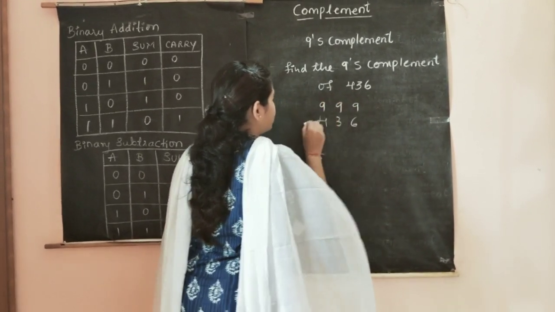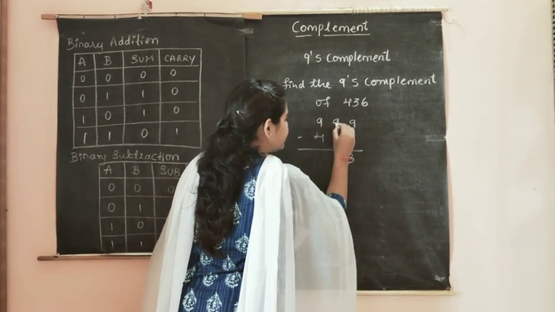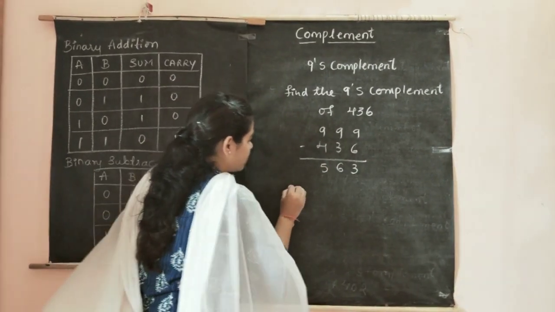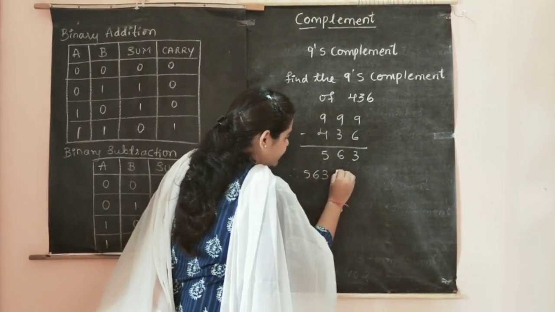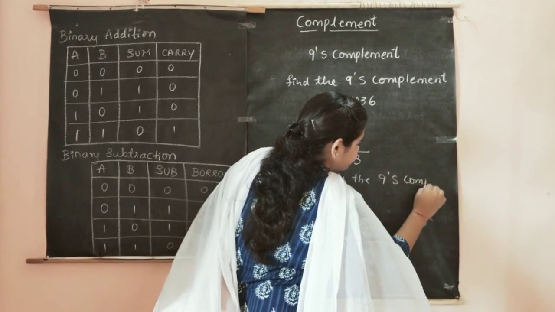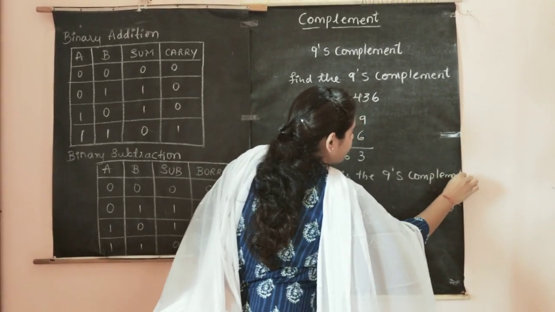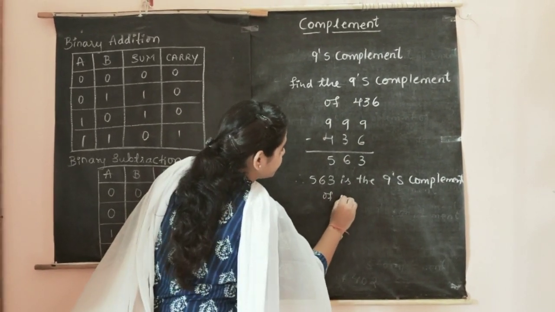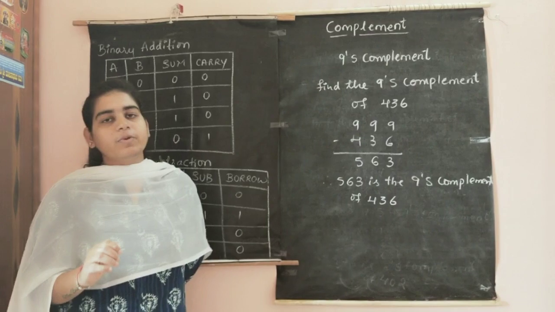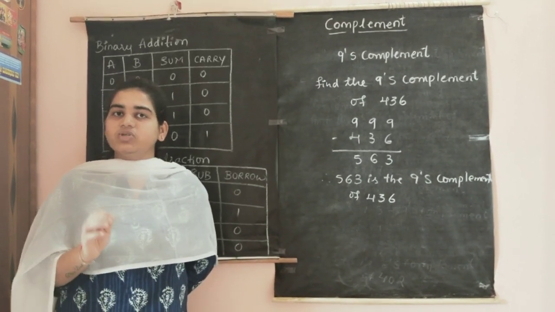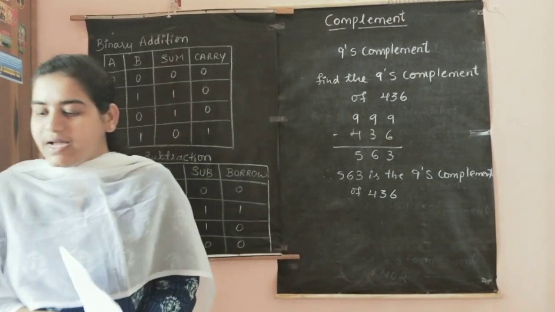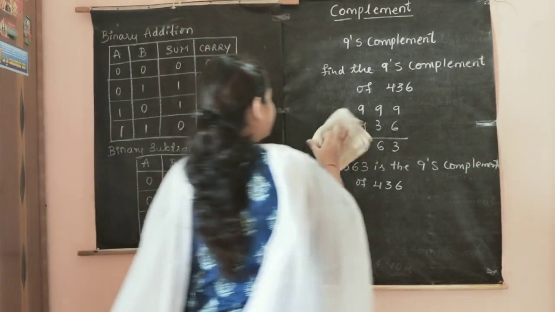9 minus 6 is 3, 9 minus 3 is 6, 9 minus 4 is 5. Therefore 563 is the 9's complement of the given value, that is 436. To find the 9's complement we have to subtract each digit of the given number from 9. Then we will go for the radix complement of the decimal number system, that is 10's complement.